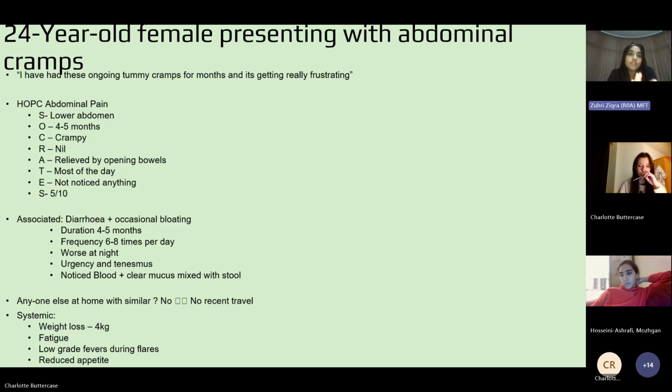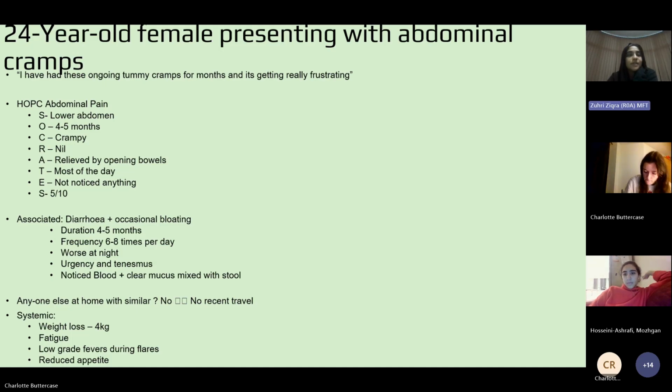So if people can put in the chat what they feel essentially, we'll run through slowly. If you've got a 24-year-old female presenting with abdominal cramps, they've essentially told you that they've had these ongoing tummy cramps for months and it's getting quite frustrating for them. What would be some questions that people would ask? Just pop them in the chat, or you can even unmute yourself if you'd really like to.